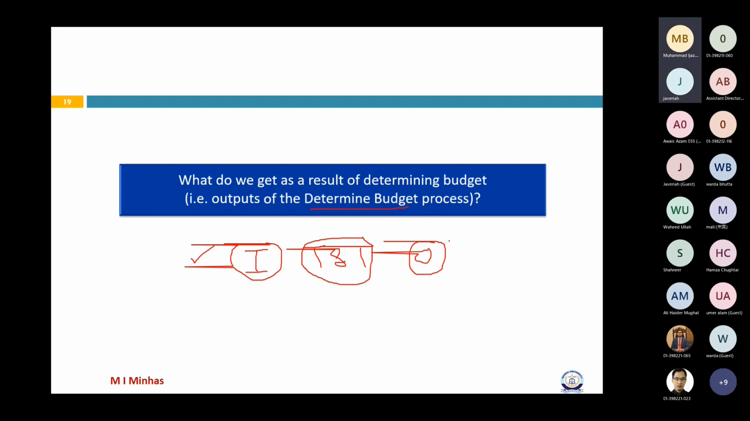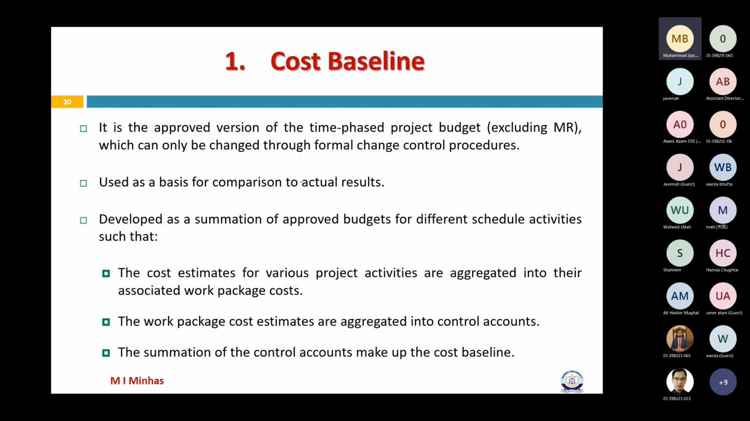Okay, so what do we get at the output of this process? We get cost baseline. This is one thing. Second thing, we get project funding requirements, and I hope you are clear about funding requirements now. Okay, and then obviously there are certain updates that we do, certain documents or artifacts or plans are updated as a result of this process. So now let's see what are those outputs.